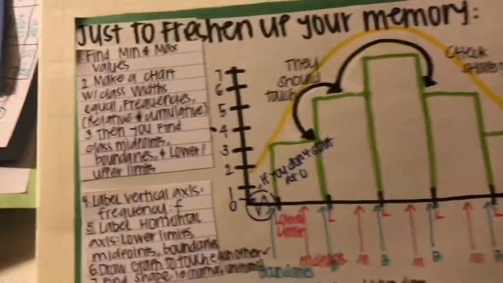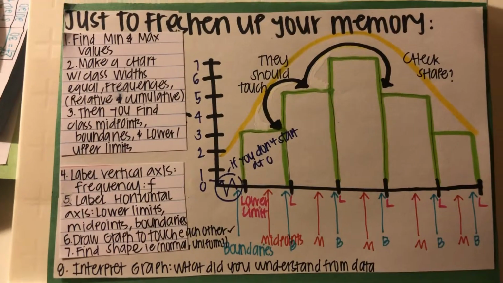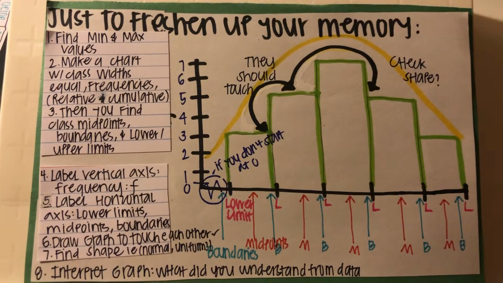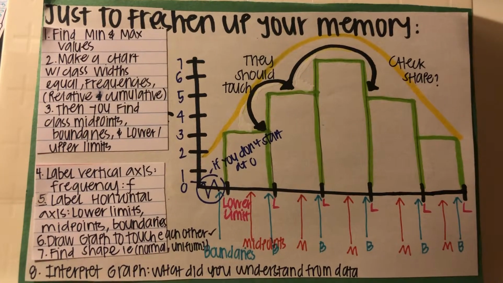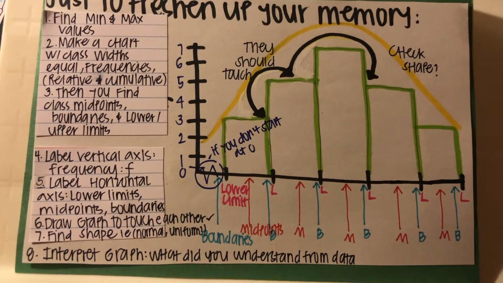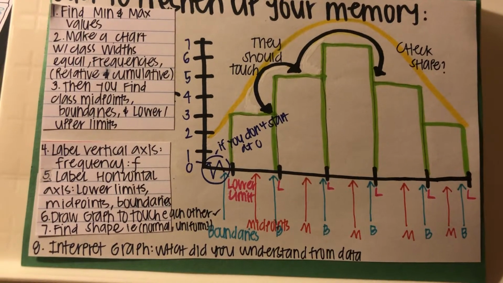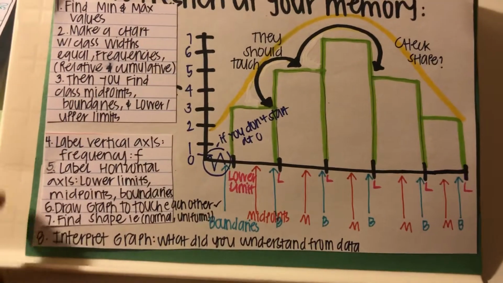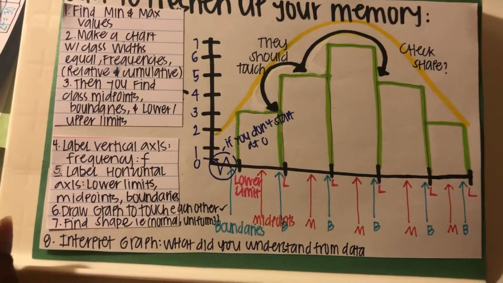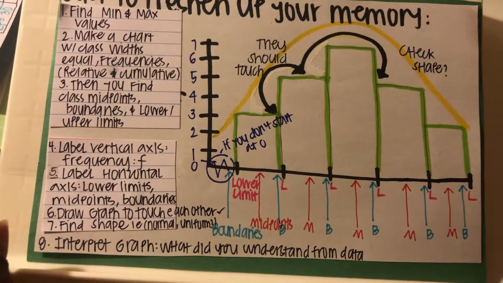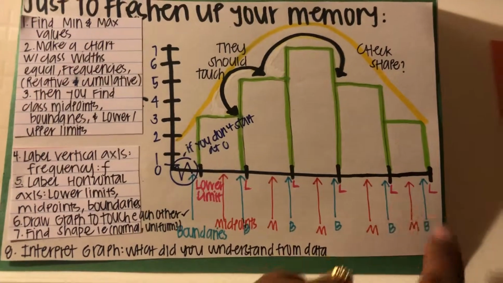Okay, lastly, just to freshen up your memory. 1, find the minimum and maximum values. 2, make a chart with equal class widths, frequencies, relative and cumulative. Then you find your class midpoints, boundaries, and lower class limits. Here's an example chart here. Label the vertical axis, frequency f. Label the horizontal axis, lower limits, midpoints, boundaries, and you'll see those all here.